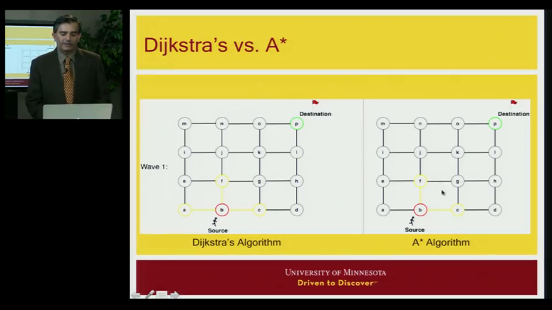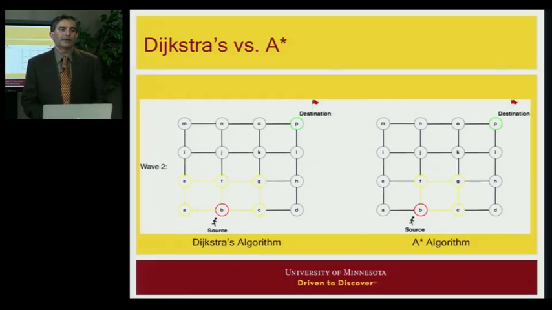But in the case of A star, these two neighbors are closer to the destination, the green one, than this particular lower left one, right? So A star is going to pick one of these two. It will never pick that. Okay. So once they have made their choices, they will visit that node and add more neighbors.